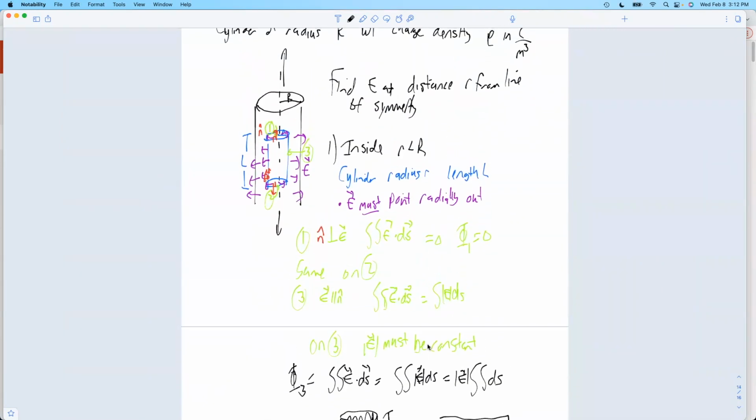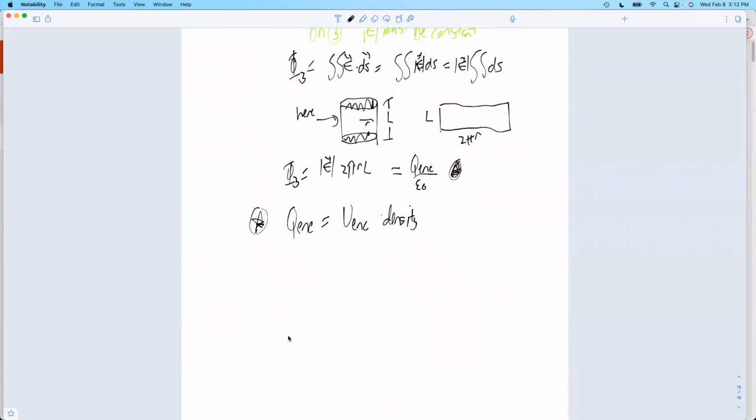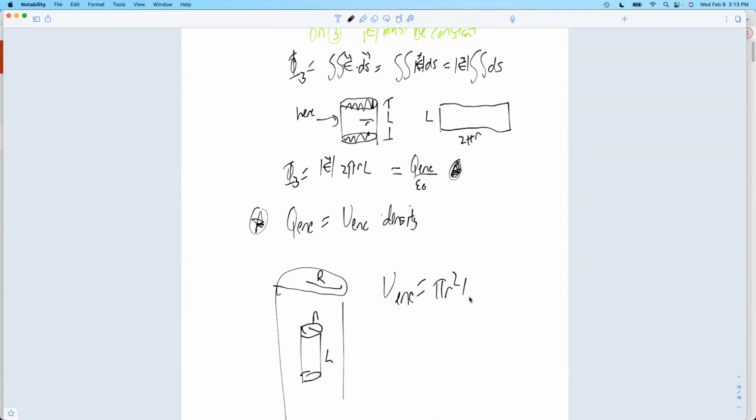So what's my enclosed volume? Where does my charge live? It lives here in this cylinder. So that's the volume of the little cylinder. The big cylinder goes on forever. It has infinite volume. Volume enclosed. So here, maybe I'll draw, here's big R. This was little r. And this was L. Volume enclosed is just the volume of a cylinder, pi little r squared L.